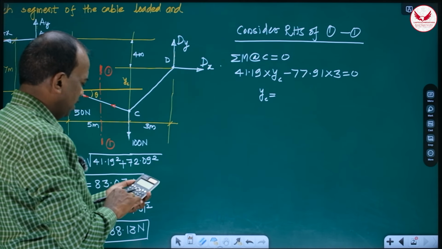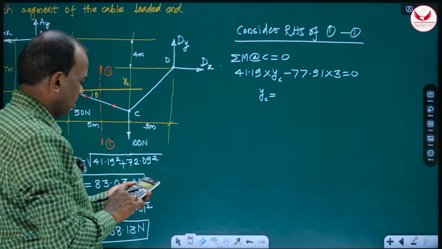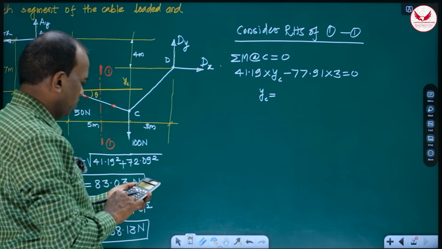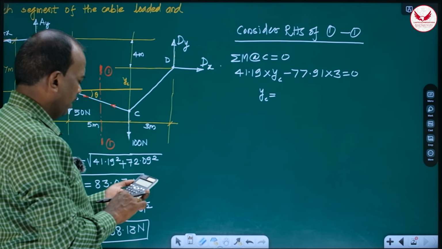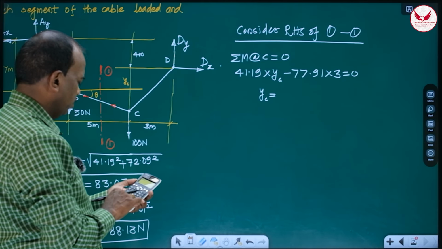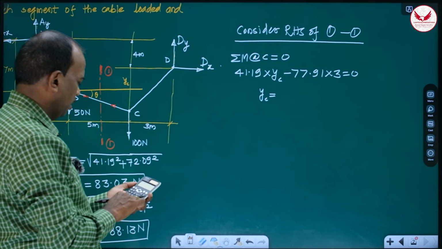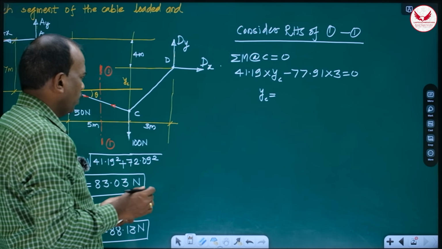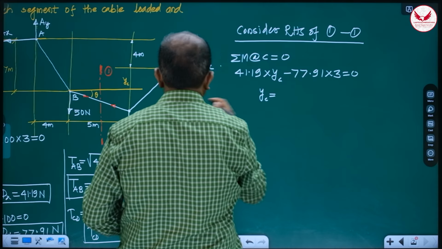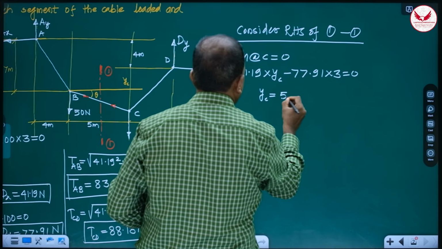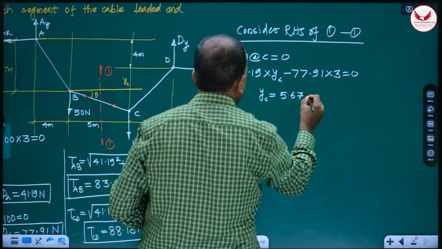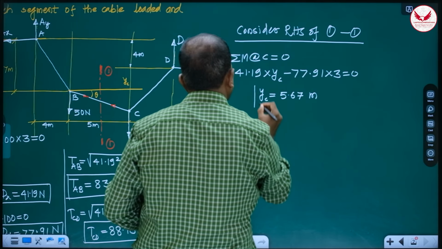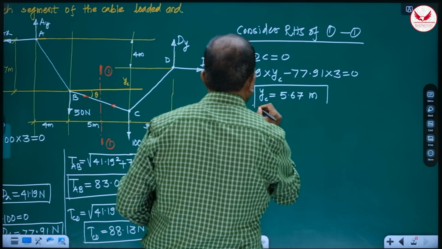So YC is 77.91 into 3 divided by 41.19, 5.67. So this distance is going to be 5.67. Now in the exam only this may be asked sometimes.